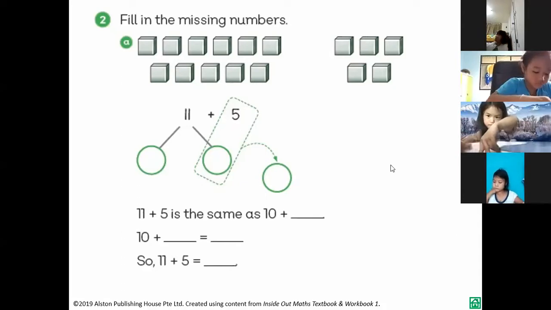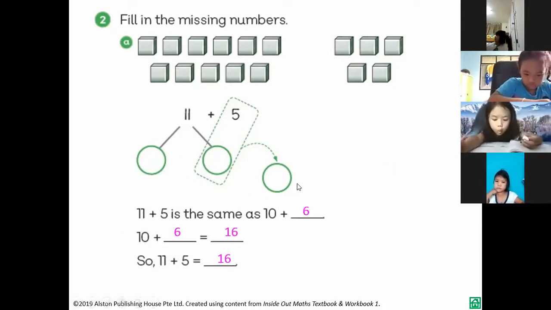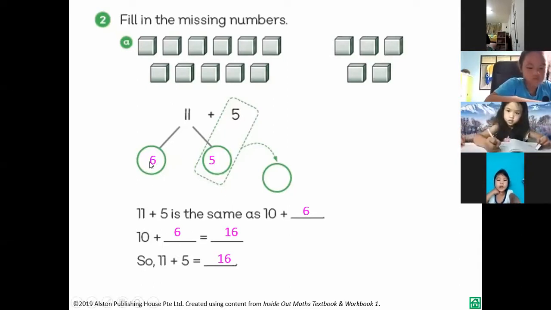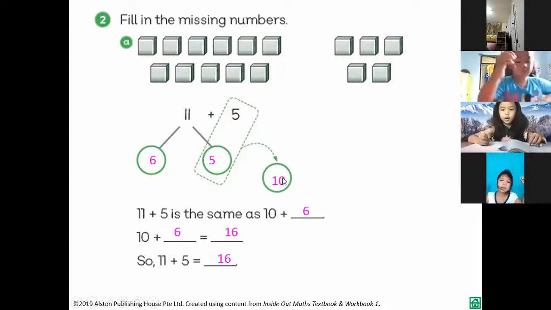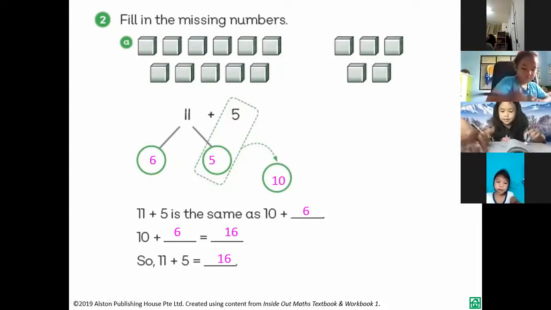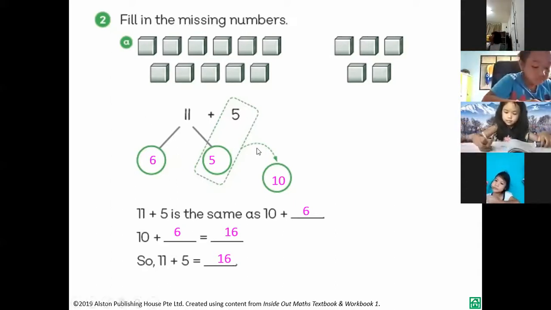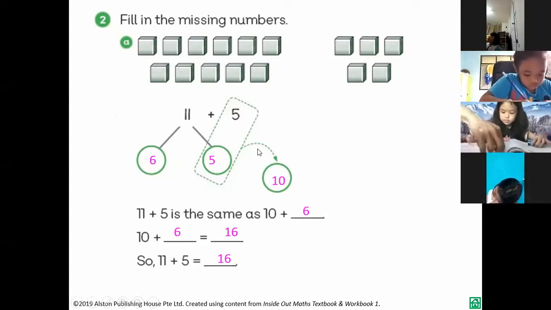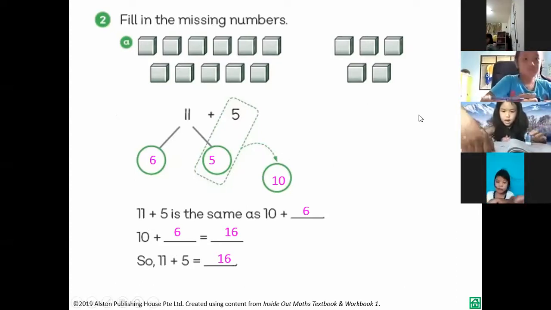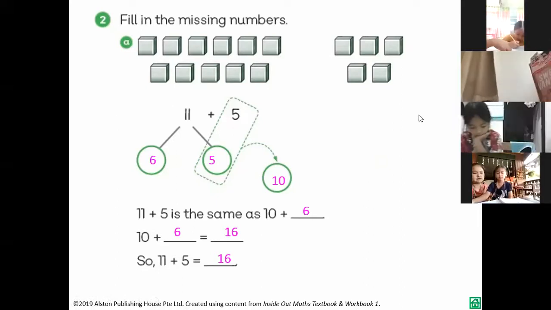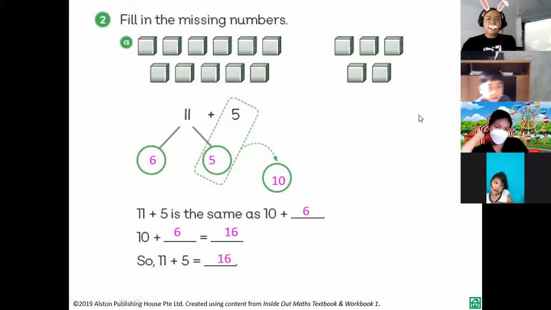Okay, so that's going to be 6 and 5. I'm sorry, 6 and 5, and that's 11. Okay, very good.